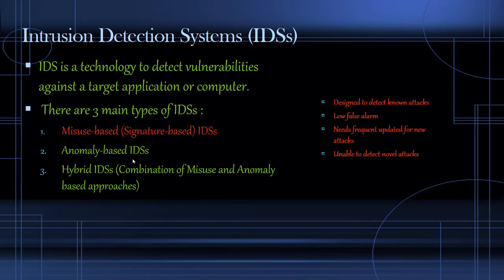Misuse-based techniques are designed to detect known attacks by using signatures of those attacks. They are effective for detecting known types of attacks without generating an overwhelming number of false alarms. They require frequent manual updates of the database with rules and signatures. Misuse-based techniques cannot detect novel or zero-day attacks.